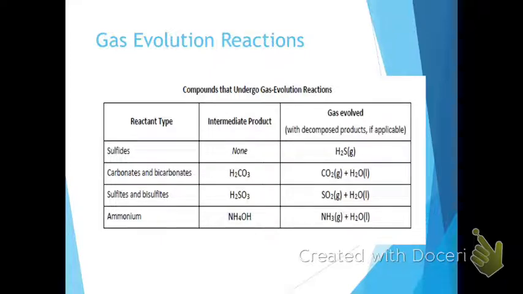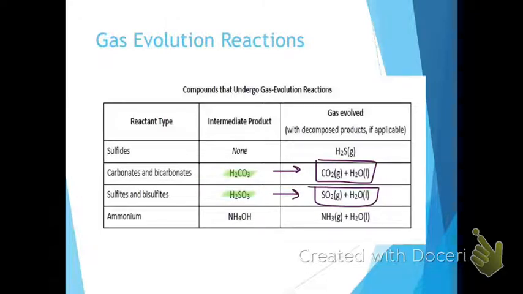The rest of them, we see that we have intermediate products that are formed. So these are products that are formed but are not stable, and they end up breaking down further. So if we ever form hydrogen carbonate in a reaction, that is actually going to further break down into CO2 and water, and those would be our actual products. Similarly, if we ever form hydrogen sulfite, that is going to break down into sulfur dioxide and water.